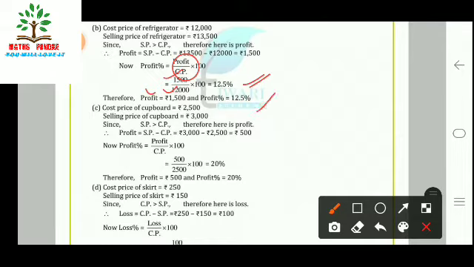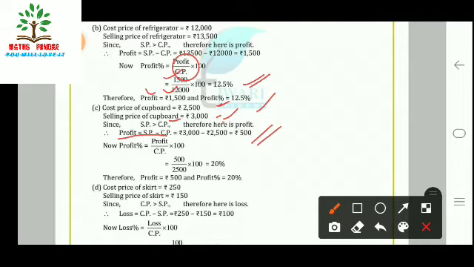Then in the third case we see that the cost price of a cupboard is given as rupees 2,500 and the selling price of the cupboard is given as rupees 3,000. So again we can see here that SP is greater than CP. So when SP is greater than CP, this is a case of profit. Now profit is equal to SP minus CP. So we have here 3,000 minus 2,500, which is equal to rupees 500.